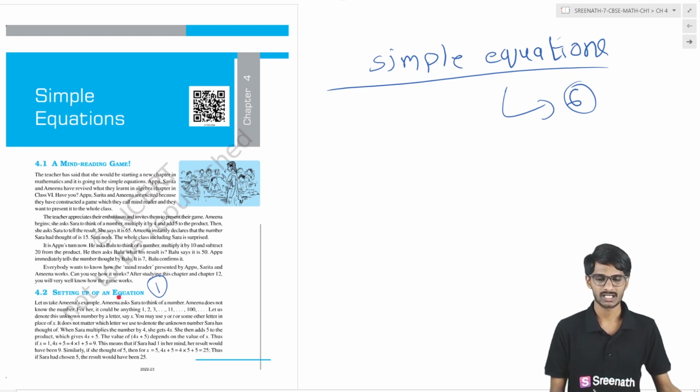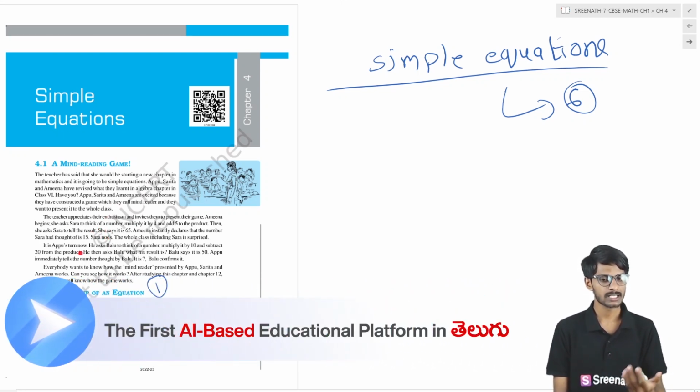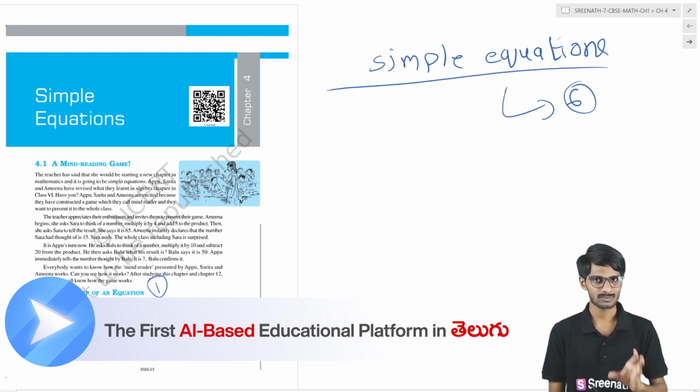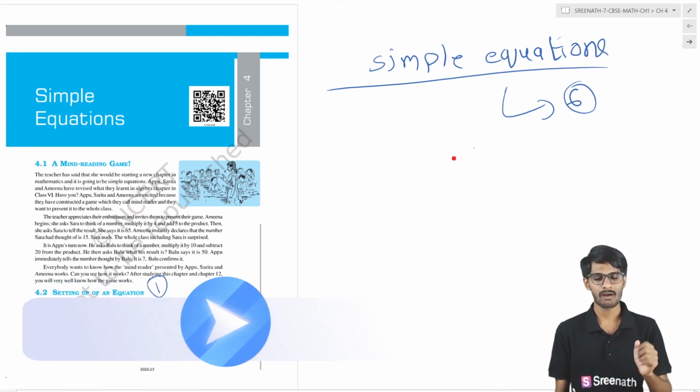So what is the first topic? The chapter name is simple equations. In this chapter, the first topic is the setting up of an equation. So how to set up an equation? Basically a mind reading game is there, so we will cover it in this first topic also. We are naming the first topic as the setting up of an equation. We are going to cover the mind reading game also. Based on this game, we are going to explain how to set up an equation. So that is our first topic, setting up of an equation.